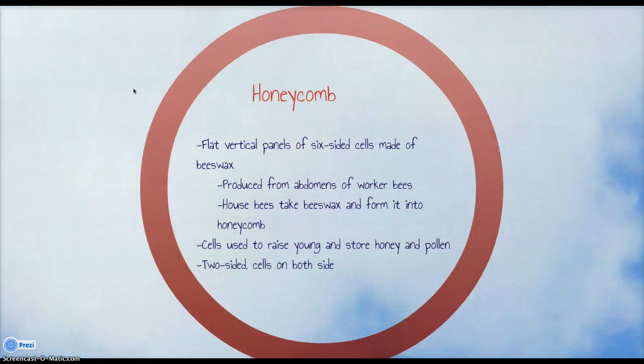Bees have a very well-engineered honeycomb that consists of 6-sided cells made of beeswax, which is produced by the abdomens of worker bees, and the field bees take it to the house bees, where they form it into honeycomb. These cells are used to raise young bees and store honey and pollen, and it's 2-sided with cells on both sides, and it's very impressive because it is very specific and symmetrical.